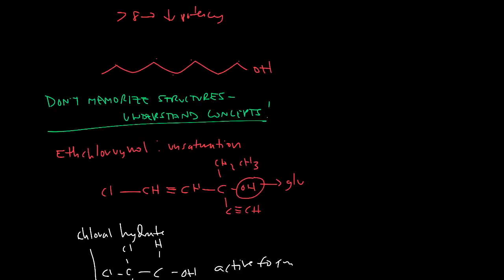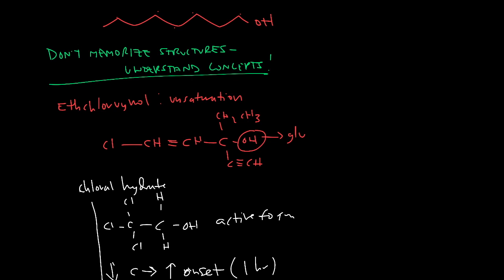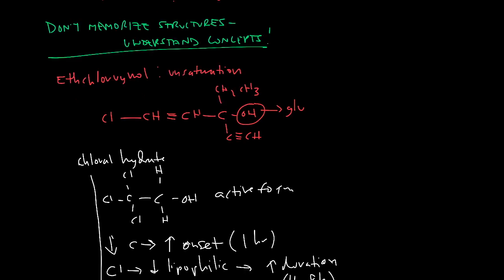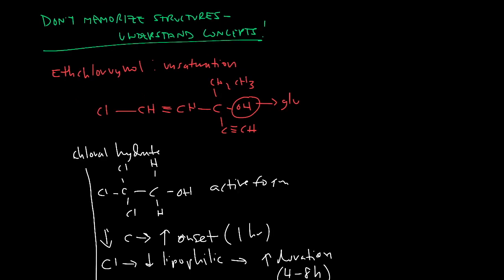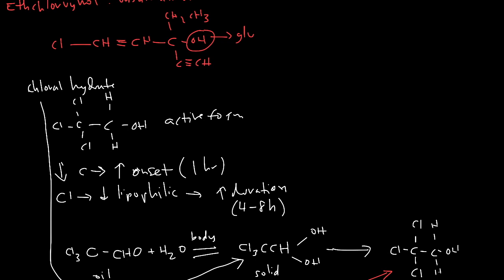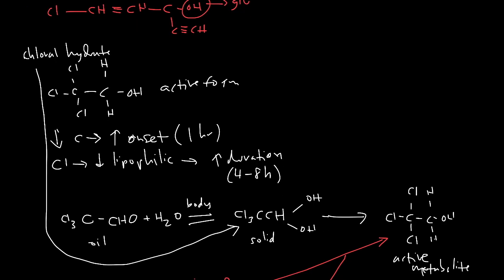Ethchlorvynol has unsaturation. The hydroxyl can undergo glucuronidation. So can chloral hydrate, because it has the hydroxyl group. So that can undergo glucuronidation. The active form of chloral hydrate is actually the single hydroxyl, whereas chloral hydrate is actually the double hydroxyl. And this double hydroxyl can interchange with the oily aldehyde form.